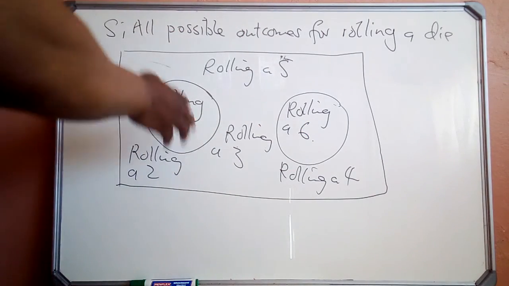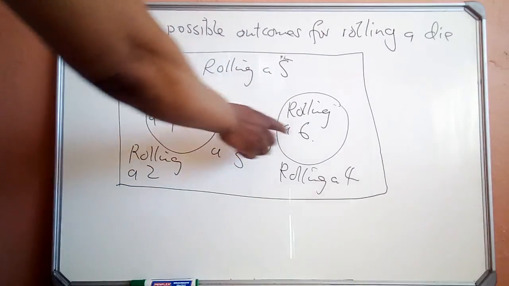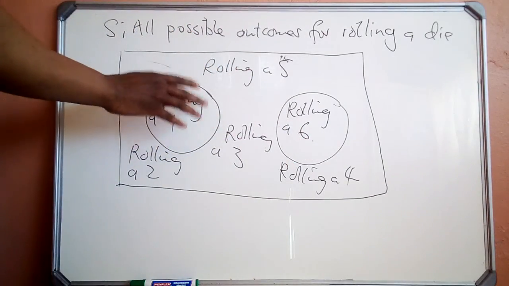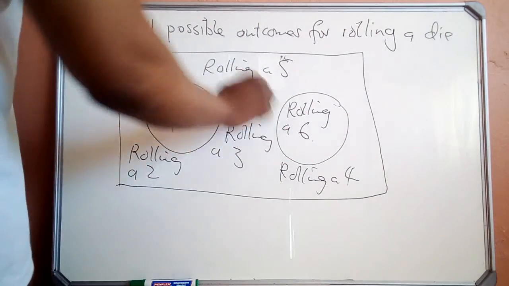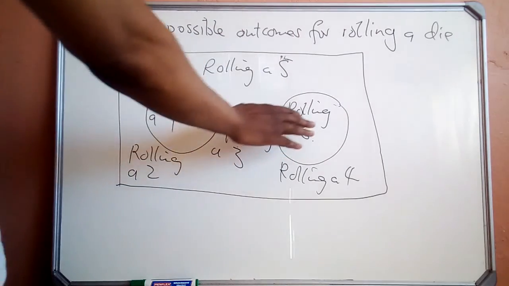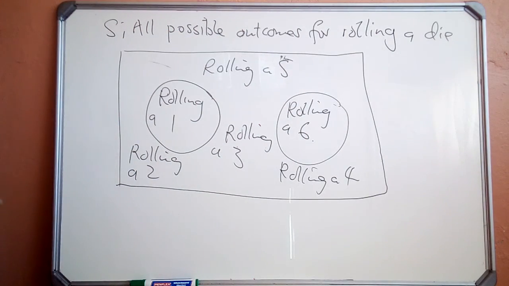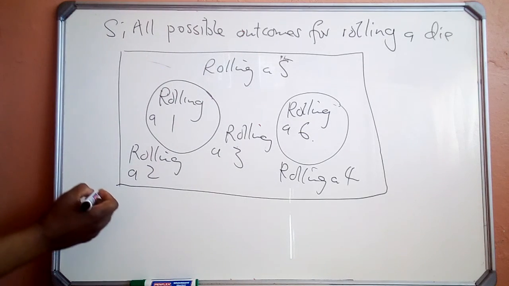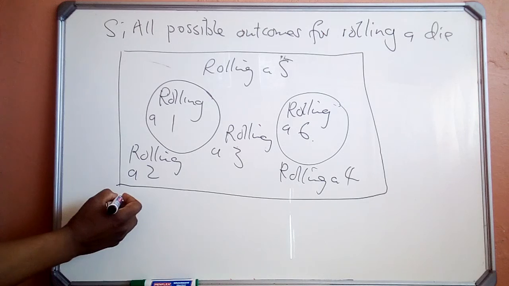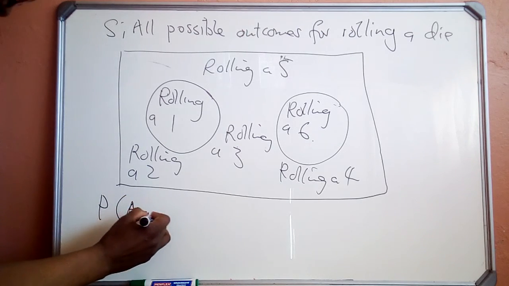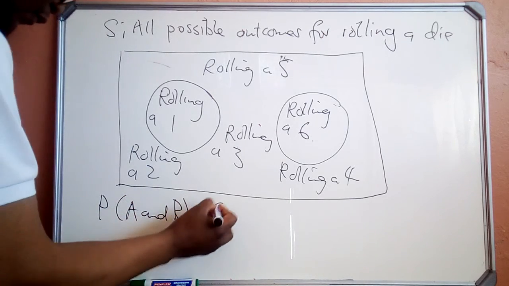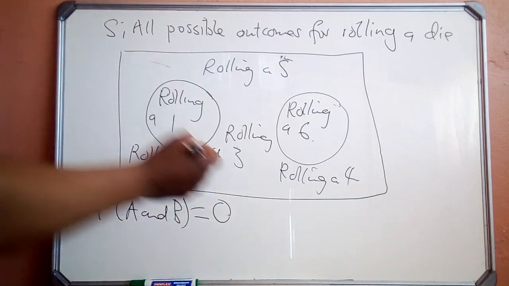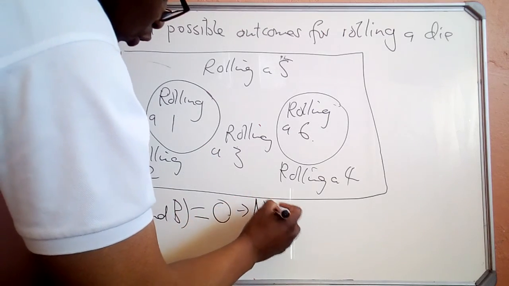Remember, if they are mutually exclusive, it means that they do not intersect. One is independent of the other, one is separate from the other. So there is no intersection between rolling a 1 and rolling a 6. As a result, P(A and B) is equal to 0, because there is no intersection.